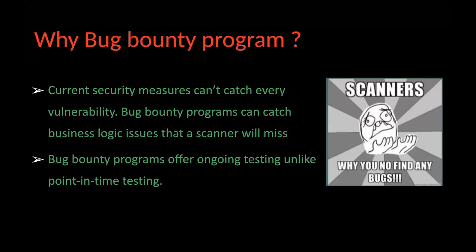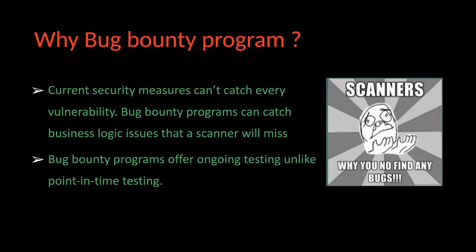Bug bounty programs can catch the business logic issues which the scanners will miss, because most scanners check only the OWASP Top 10 vulnerabilities. They don't check logical or business logic issues, so we have to do it manually. That's one reason. Another is that a bug bounty program offers ongoing testing, unlike point-in-time testing.